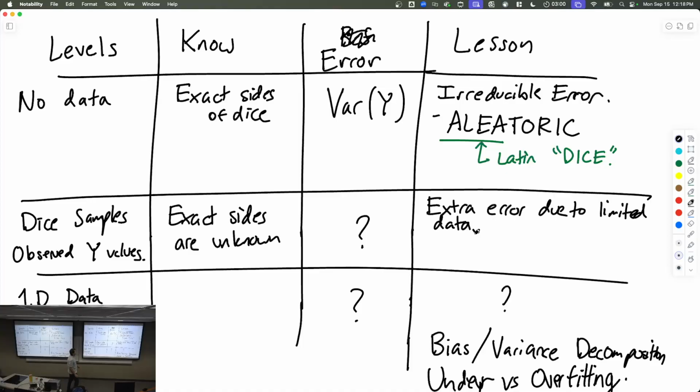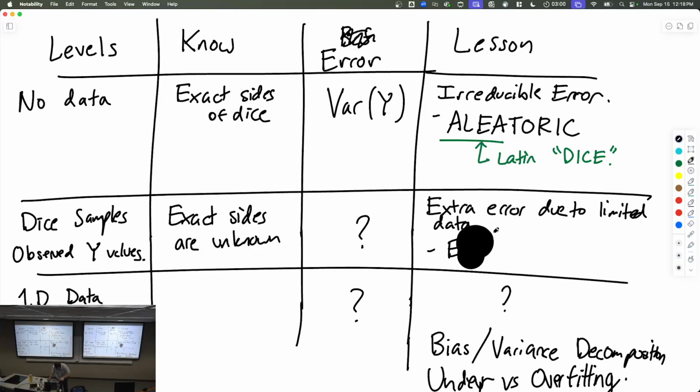So if you know all the sides of the dice perfectly well, there's this irreducible error. If you don't know the sides of the dice perfectly well, you have an extra source of error due to this limited data, and this is called epistemic error. Epistemic. I have to spell it correctly. It's a fancy word.